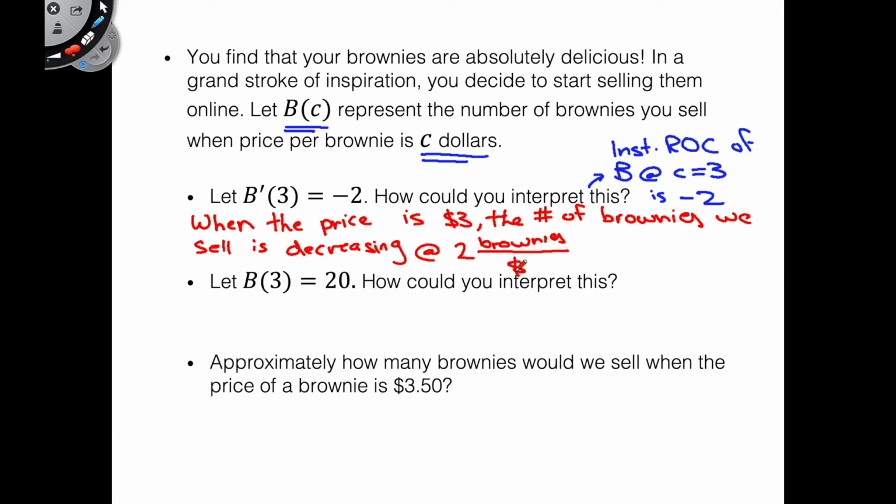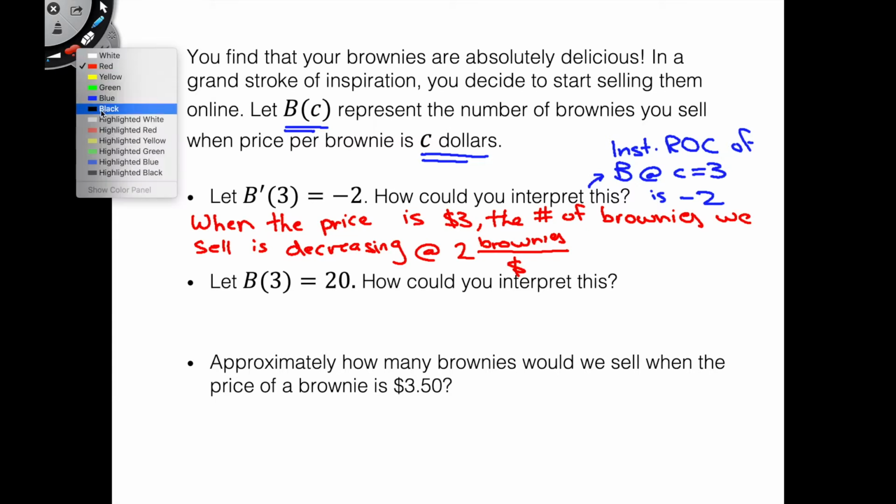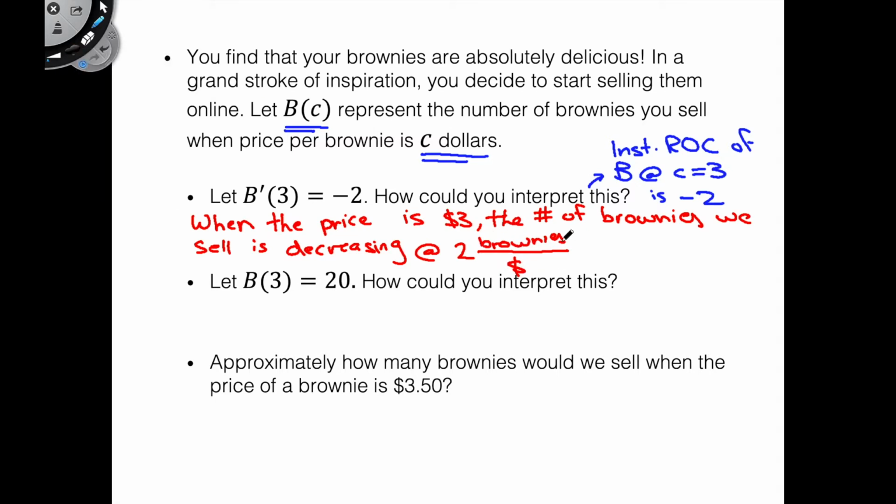Awesome. So a few points to note here. Firstly, you want to make sure you always have these units. The units of c is dollars, so you want to have that in there. The units of the derivative b prime is brownies per dollar. I didn't explicitly ask you for that up front, but that's what it is. You want to have those both in there.